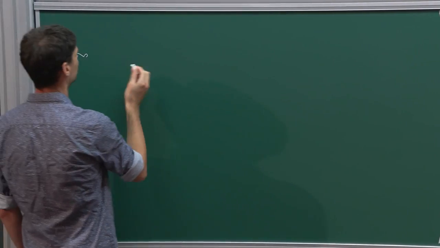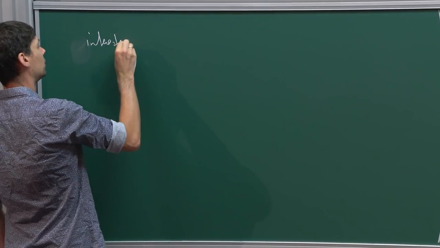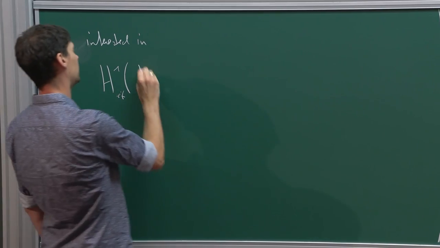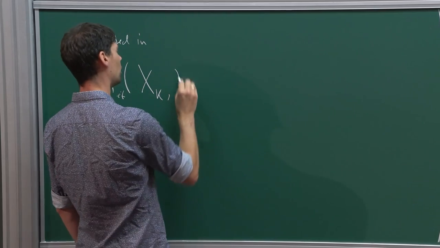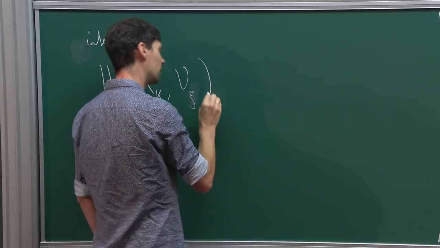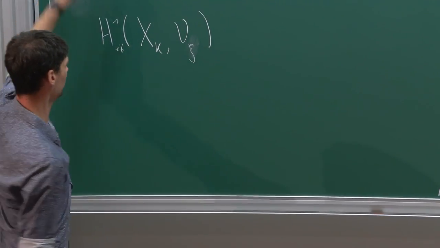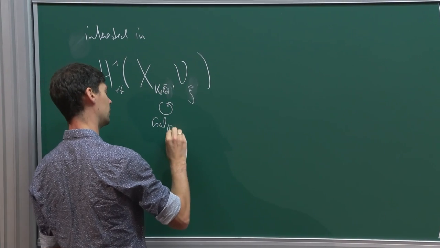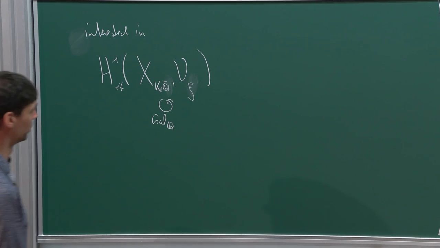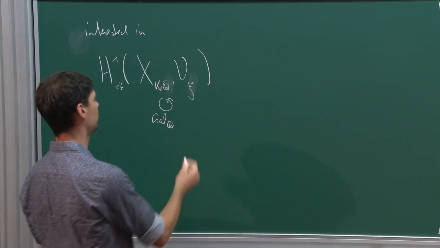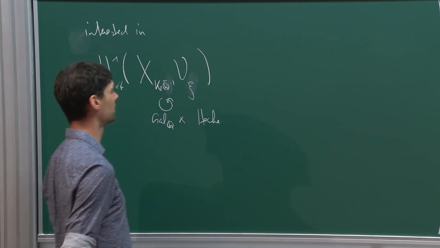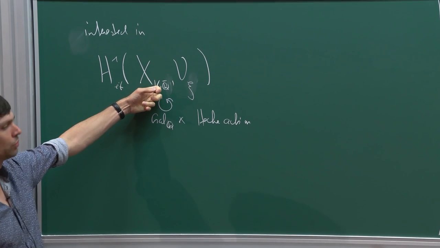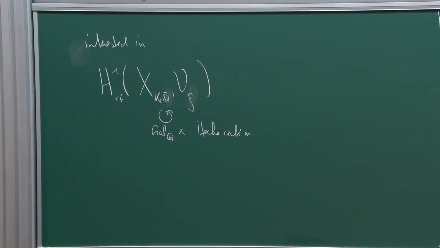So what is it? The only interesting cohomology will be the H^1 of the modular curve with coefficients in this coefficient system. I base change to Q-bar so that I get a Galois action. So it comes with an action of the absolute Galois group of Q, and it comes with a Hecke action.